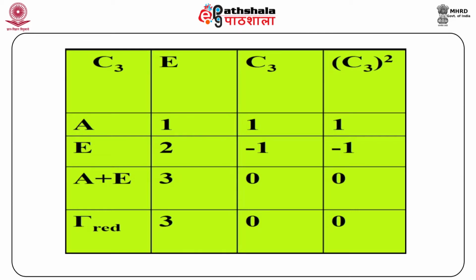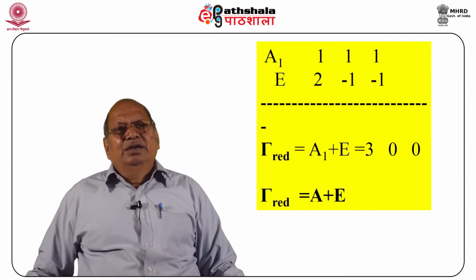Say I have tau reducible as 3, 0, 0, and I want to reduce it to irreducible representations. Now, if I simply add A and E together, that is A plus E, we get the characters 3, 0, 0, which is the same as tau reducible. A1 is 1, 1, 1, and E is equal to 2, minus 1, minus 1. Therefore, tau reducible is equal to A1 plus E, which is 3, 0, 0.